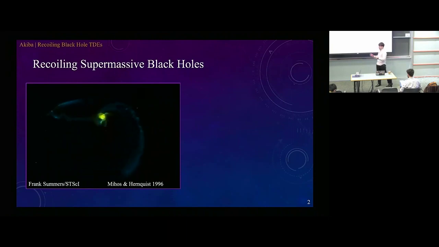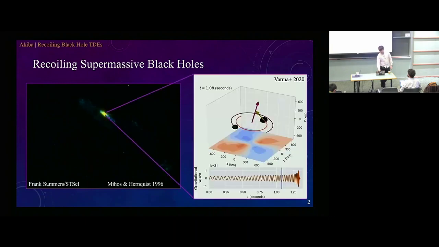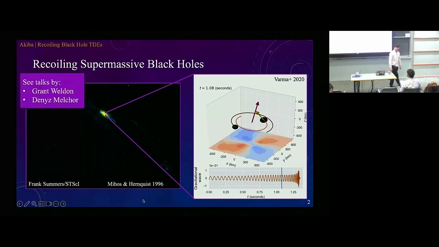There's a lot of things that happen dynamically when two galaxies merge. And today in particular, I want to focus on the supermassive black holes that live at the center of most massive galaxies that eventually should form a binary system. In particular, if you wanted to study the binary dynamics, you can use this eccentric quasi-Lidov mechanism, which I won't talk about today, but there are talks by Grant Weldon and Denise Melchor from UCLA who are going to talk about the eccentric quasi-Lidov in this context. But today I want to talk about these recoiling supermassive black holes.